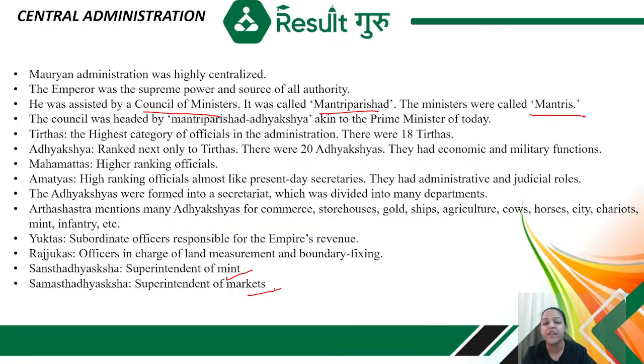Then, Arthashastra mentioned that all of these departments like storehouses, gold, ships, agriculture, they all had their own Adhyaksh. Yuktas were responsible for revenue. Rajukas were responsible for land measurement and boundary fixing. Then we have Sanstha Adhyaksh, he was responsible for minting, and Samasthi Adhyaksh was responsible for markets. We have more, let's finish this.